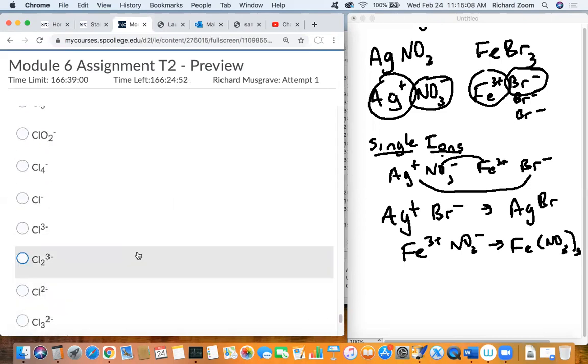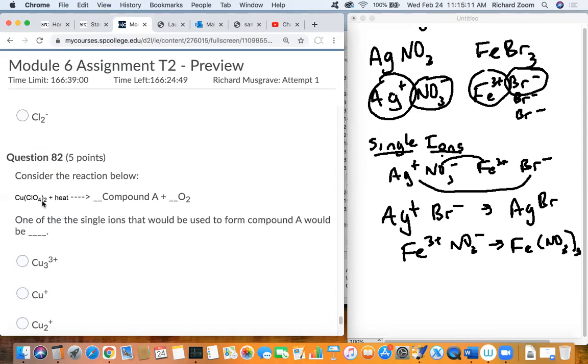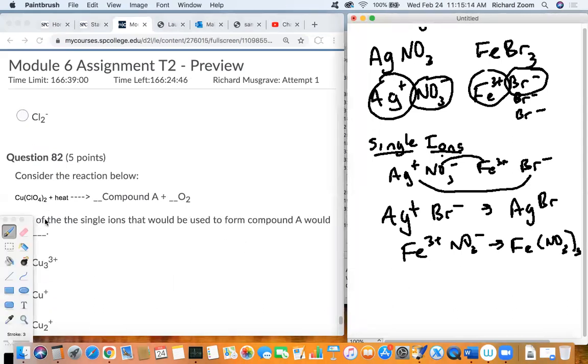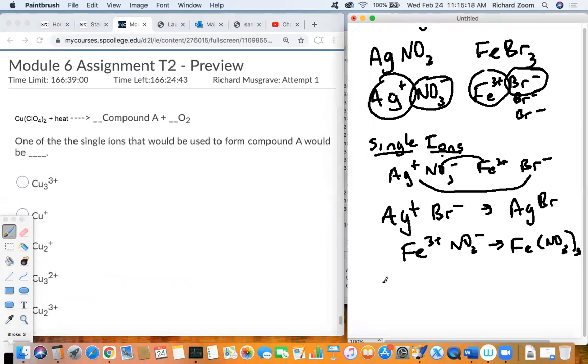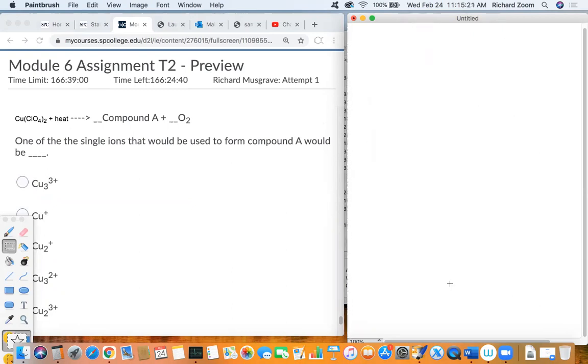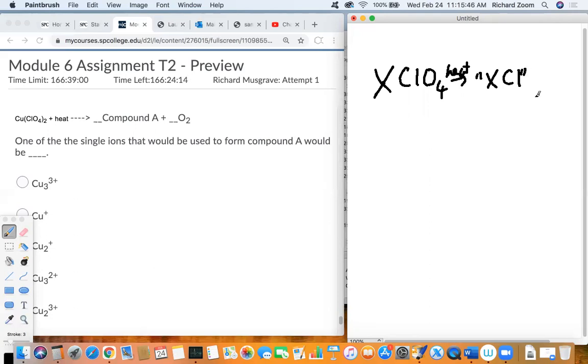With these kinds of decomposition reactions, if you read through this, this is in the soft chalk, anything that's XClO4, even XClO3, will turn into XCl, some sort of compound with X that's got a chloride, plus oxygen gas. So we have to figure out what X is.